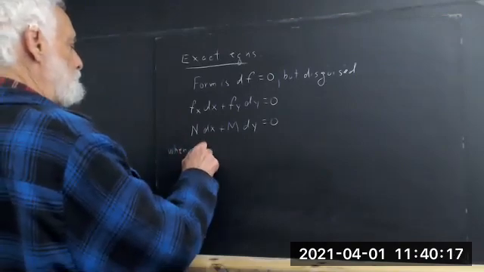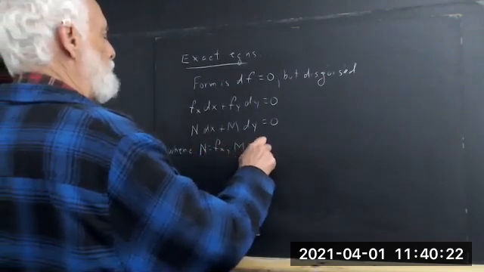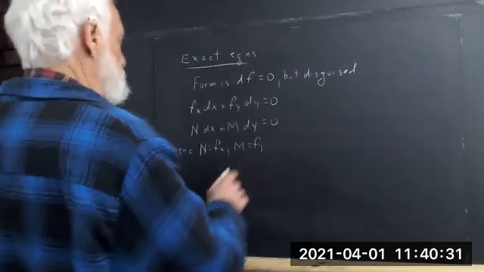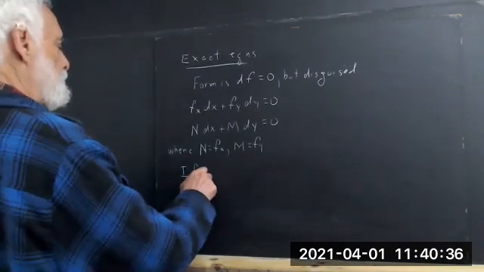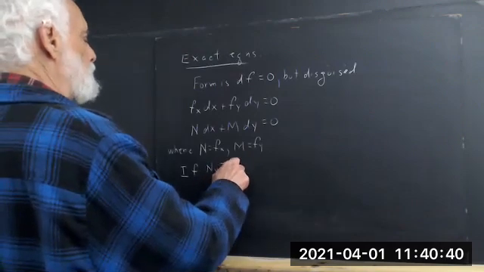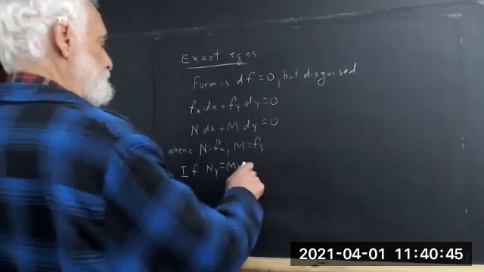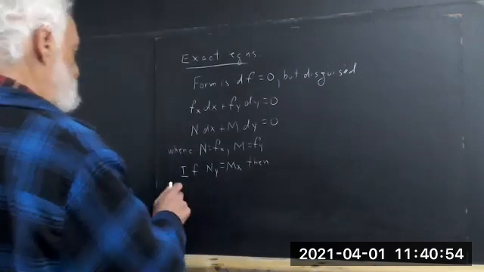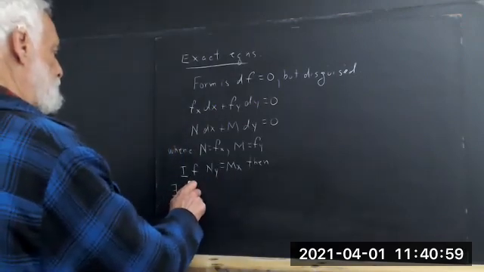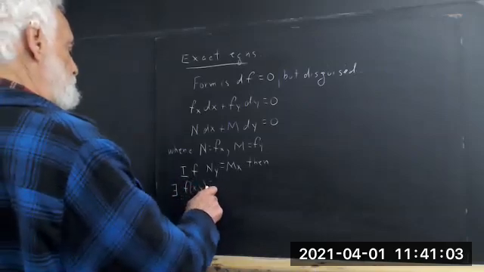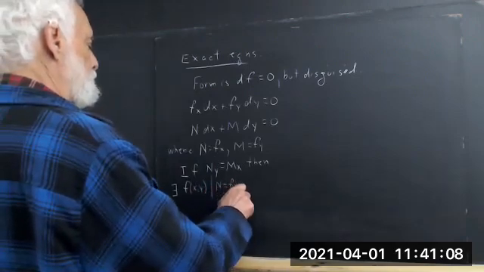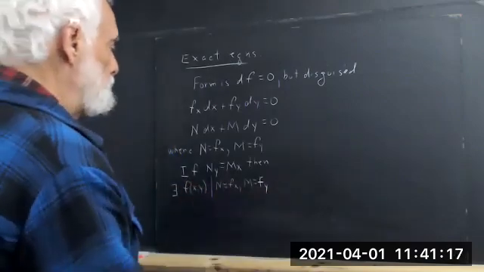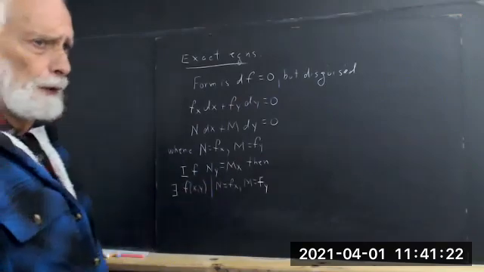where obviously n is going to be your fx and m is going to be your fy. Okay. If ny equals mx, then there exists an f of x, y such that n equals fx, m equals f lowercase y. That's actually an if and only if statement, but I wrote it down this way because that's what you really need to know. Okay.